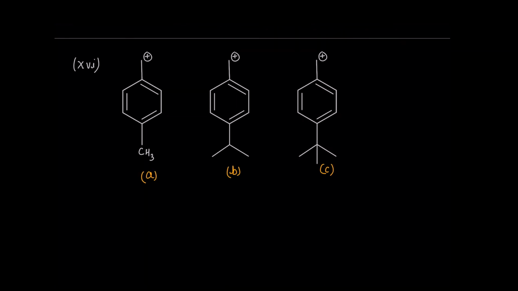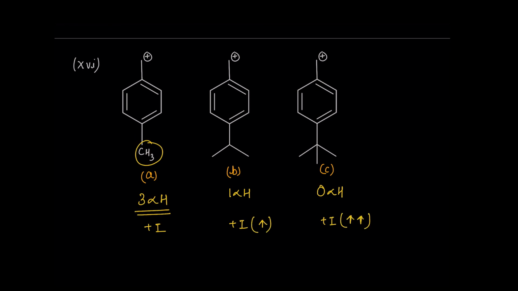Next up, we have some groups present at para position. Here we are given CH3, which can show hyperconjugation with 3 alpha hydrogen. Here we are given 1 alpha hydrogen hyperconjugation. Here there is no hyperconjugation. Still, we can show that the plus I effect is different in all of them. Here it's the highest, it's low in the intermediate one, and here it's very, very low, right?